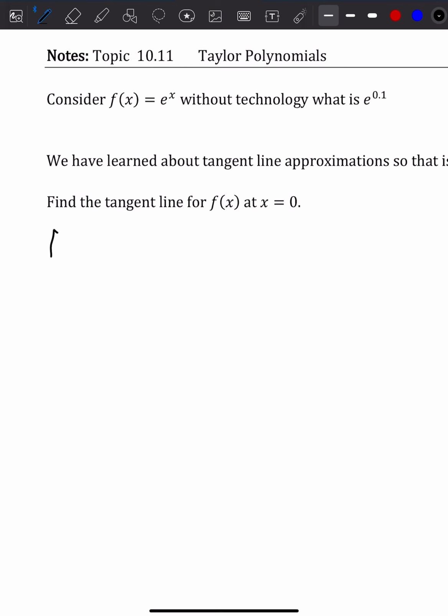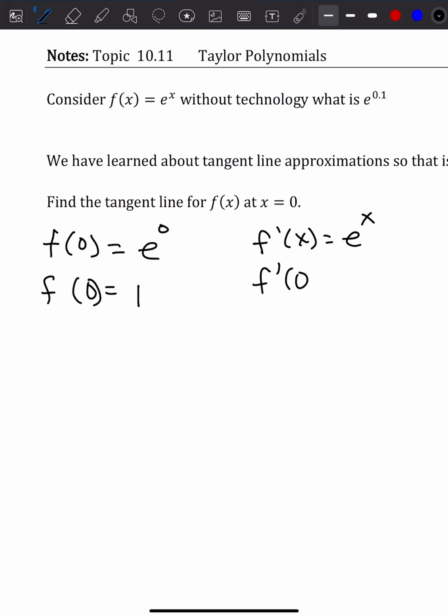So the first thing that I need is f of 0 to get my x, y point. So we have e to the 0 power. E to the 0 power happens to be 1. And then we need to do the derivative. So we have f prime of x is equal to e to the x power. And we need to plug in 0 so we can get our slope. It is also going to equal 1.